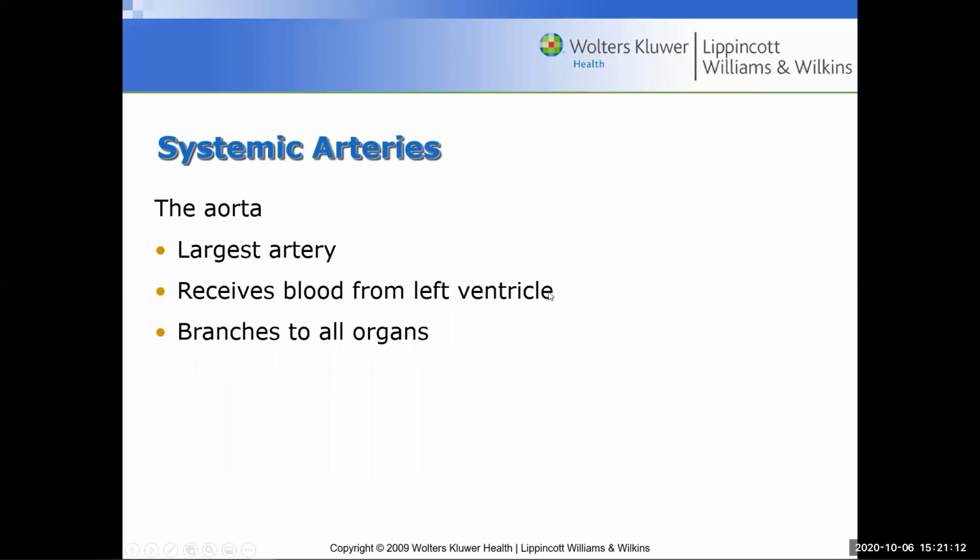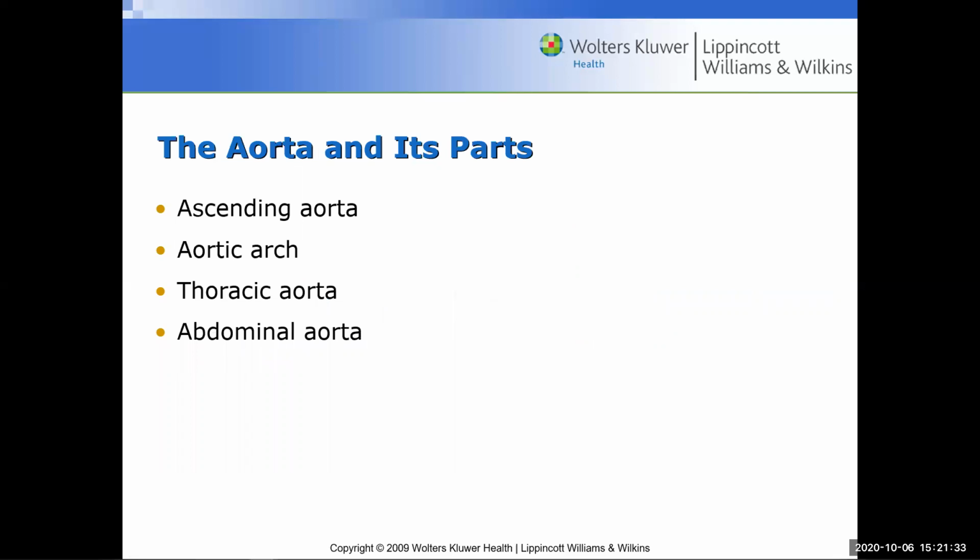Okay, so now let's move on and talk a little bit about the systemic arteries. Again, the systemic arteries refer to blood flow away from the heart. The largest of these is, of course, the aorta, the largest artery. This receives blood from the left ventricle and it branches to all of the different organs. The aorta consists of four main parts, and you'll be well placed to know them, namely the ascending aorta, the aortic arch, the thoracic aorta, and the abdominal aorta.